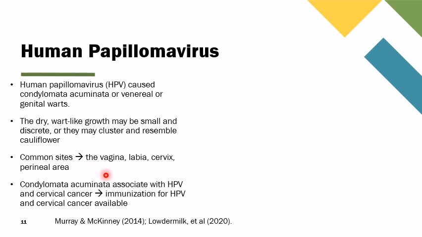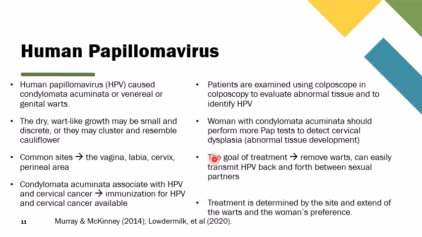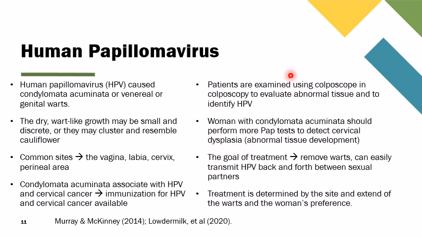So condylomata acuminata is associated with HPV and cervical cancer, and to this day there are HPV immunization and cervical cancer immunizations available for women to take. And the patients, once they develop signs and symptoms, are going to be examined using a colposcope in colposcopy to evaluate whether there is abnormal tissue development and to identify the HPV. So women with condylomata acuminata should have more pap smear tests to detect cervical dysplasia, or abnormal tissue development within the cervix or within the vagina.